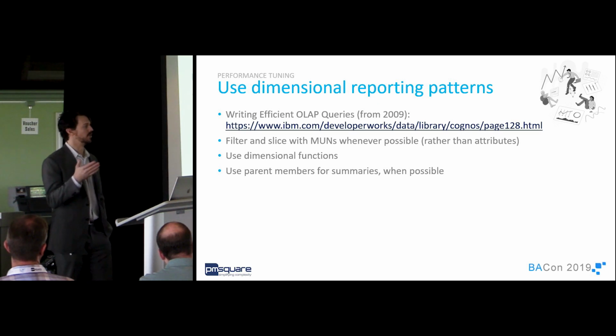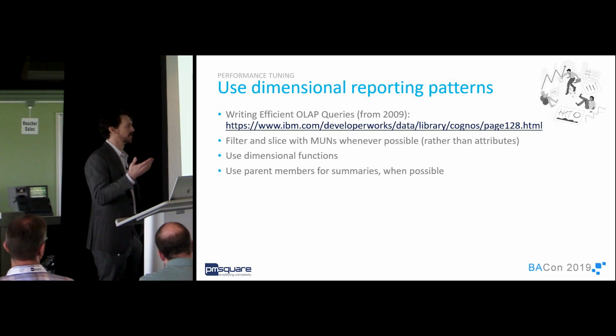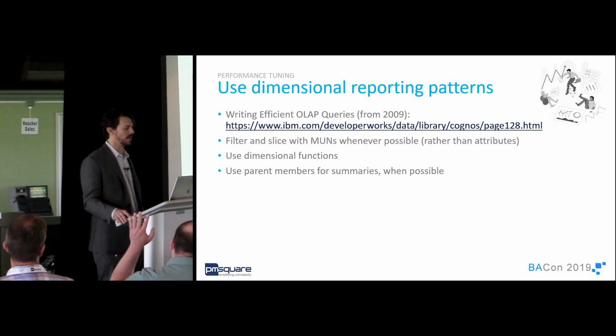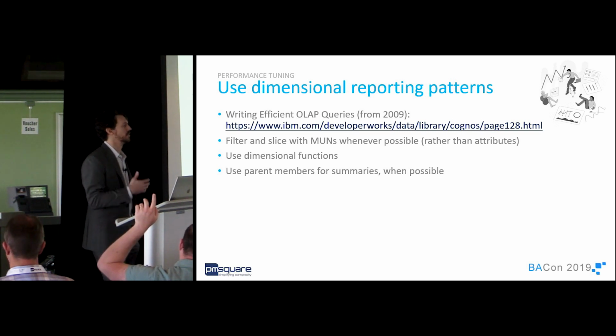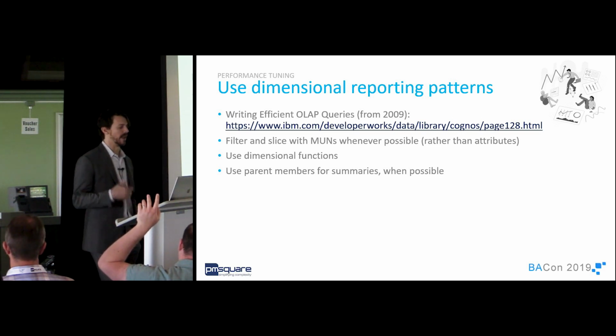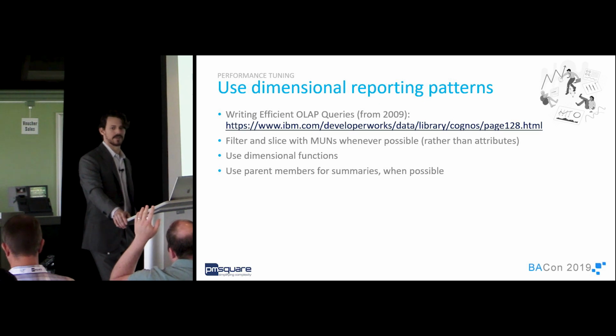When possible, don't use a filter function and feed in attributes. Just specifically reference the member unique names. That's going to give you much better performance. There could be some limitations there. In certain circumstances, you might have to reference an attribute. That might be the only way you can filter based on the way your data is structured. But you also might be able to talk to your modeler on the TM1 side and work with them so that they can evolve the model in a way that you don't have to do that. Perhaps they can give you a subset, for instance.